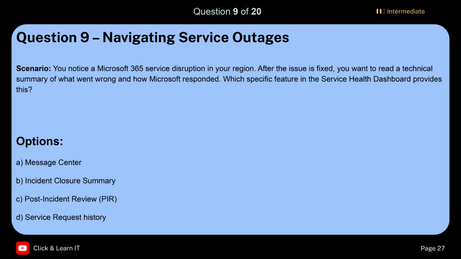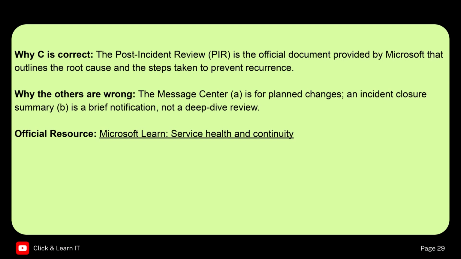Question 9. After a service disruption is fixed, you want to read a technical summary of what went wrong. Which specific feature in the Service Health Dashboard provides this? The correct answer is C, Post-Incident Review or PIR. The PIR is the official document outlining the root cause and steps taken to prevent recurrence of an outage.